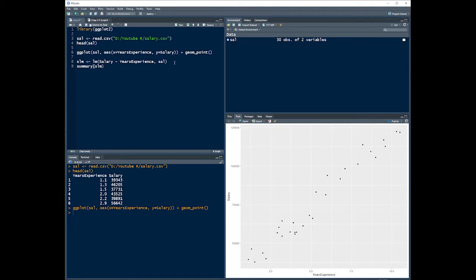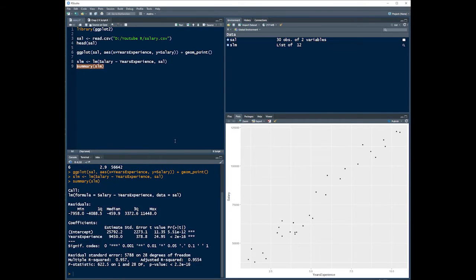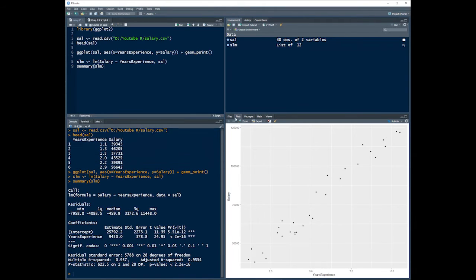Then we can implement this linear model function. Let's run this one. All it says is that we have the salary, which is the dependent variable, and the years of experience, which is the independent variable, and we have the data set here. Let's run this one and get the summary from here. Now I'm going to explain all the parameters that the summary has given us as output. Let's make it a little bigger.